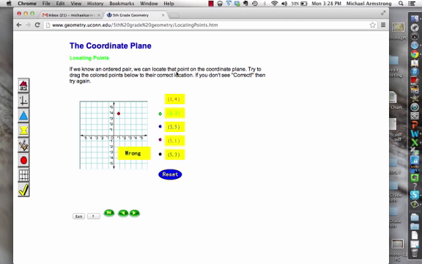If we know the ordered pair, we can locate the point on the coordinate plane. Try to drag the colored points below to their correct location. Let's reset that. This looks like +1, +4. I don't know why it told me it was wrong. It looked really close. I must have been just a tiny bit off. What? How could that be wrong?